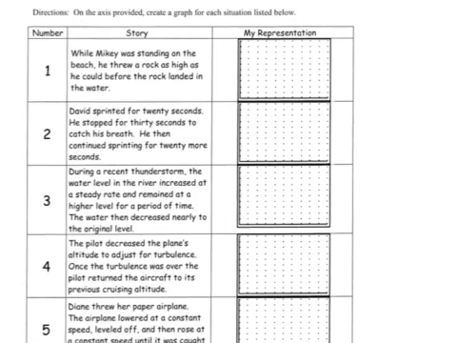Okay, for each of these stories, we're going to create a graph that represents the situation. So for the first one, number 1, it says, while Mikey was standing on the beach, he threw a rock as high as he could before the rock landed in the water.